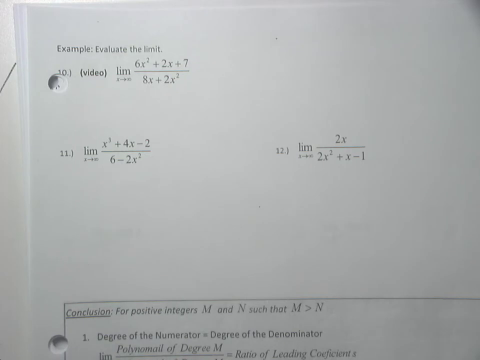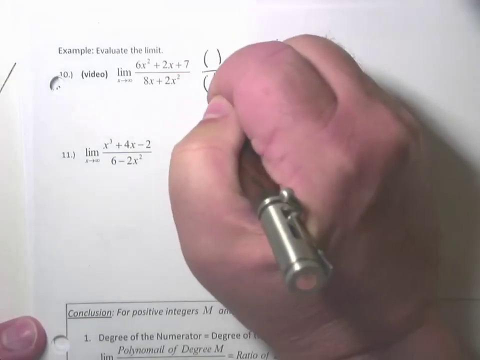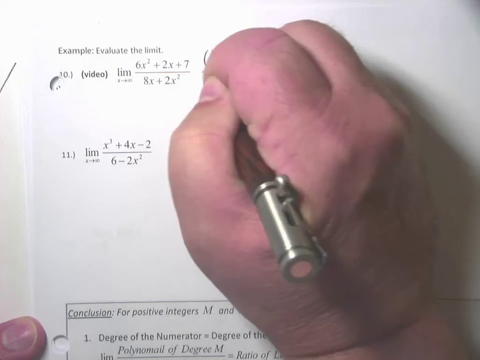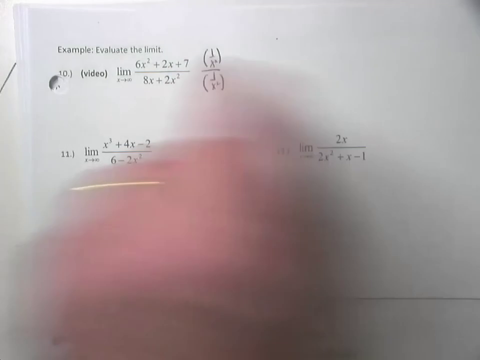Okay? So, here are the steps. Step 1. What is the degree of the denominator? 2. So I'm going to multiply both the numerator and the denominator by 1 over x squared. 1 over x to the degree of the denominator. These are my steps. It's degree 2. It comes from that term right there.